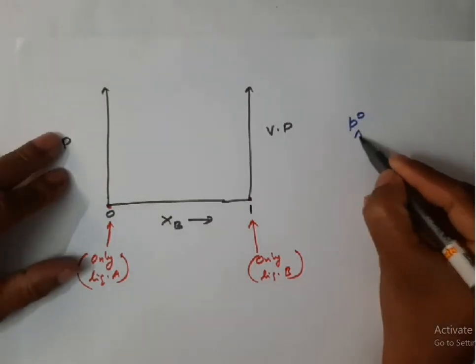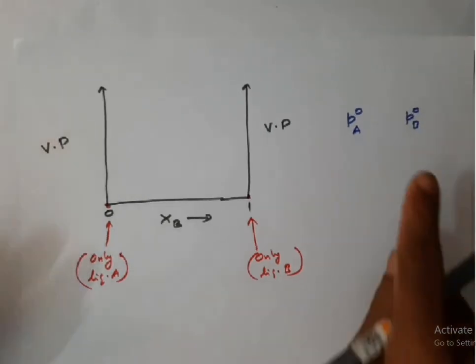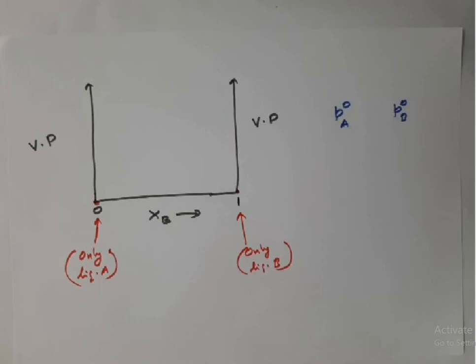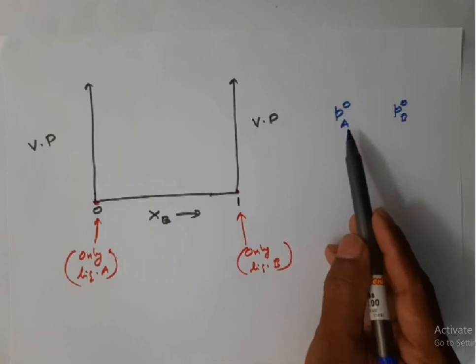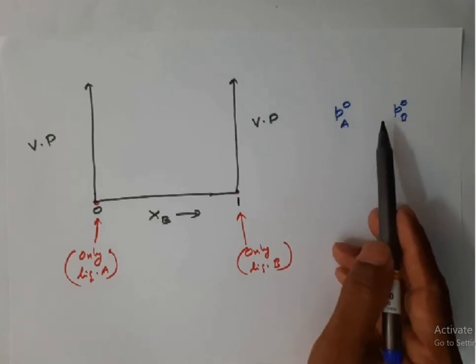Students, what are these quantities? P naught A, P naught B. What is P naught A? What is P naught B? This naught symbol indicates pure. Okay, listen. P naught A means vapor pressure of pure liquid A. P naught B means vapor pressure of pure liquid B.